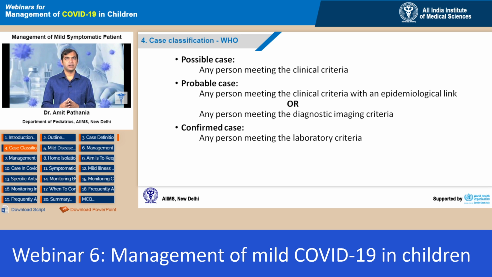A probable case is any person meeting the clinical criteria with an epidemiological link, or any person meeting the diagnostic imaging criteria. And a confirmed case is any person meeting the lab criteria, that is, COVID positive.